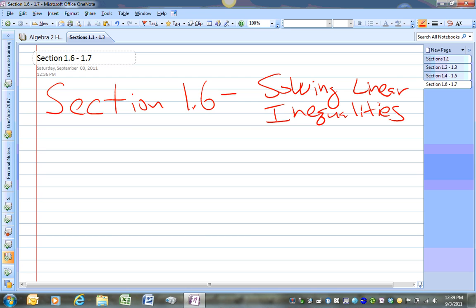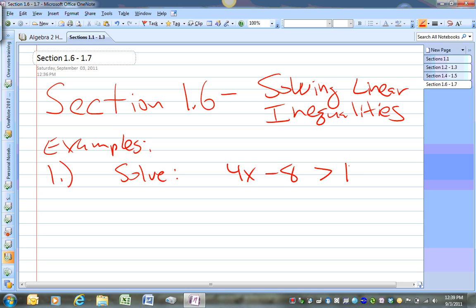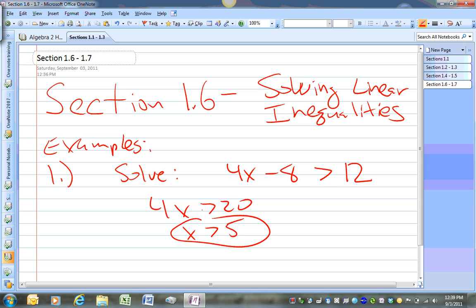Number 1. Say you have 4x minus 8 is greater than 12. Alright? So again, your goal is to get x by itself. So what we do is we say 4x is greater than 20, x is greater than 5. And that's it. We're done with the problem.